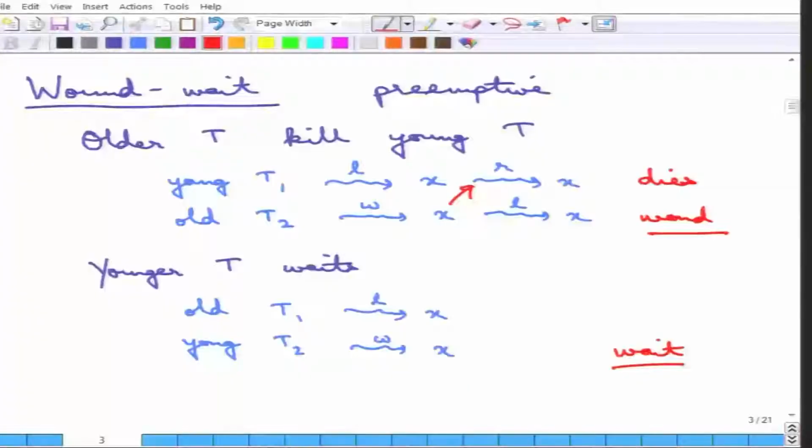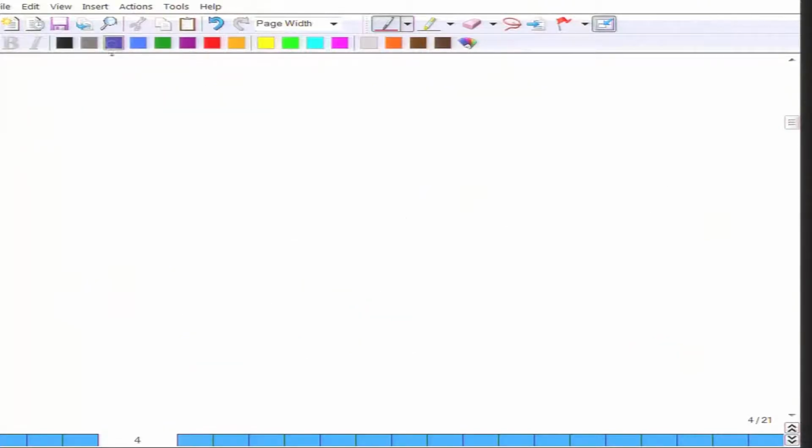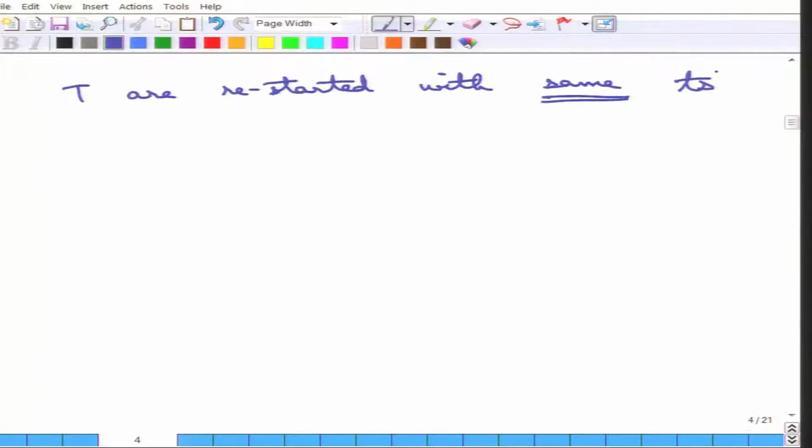Now in this case what may happen is that transactions are restarted. A transaction may be restarted with a new, younger timestamp, or restarted with the same timestamp. So this is the other thing.